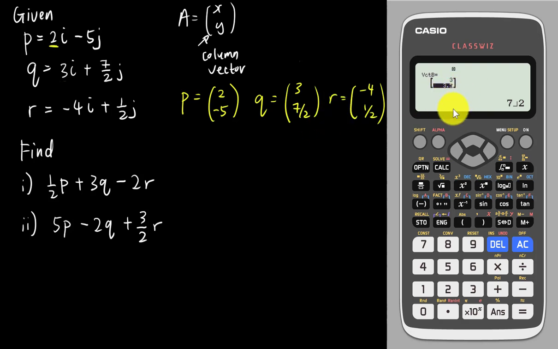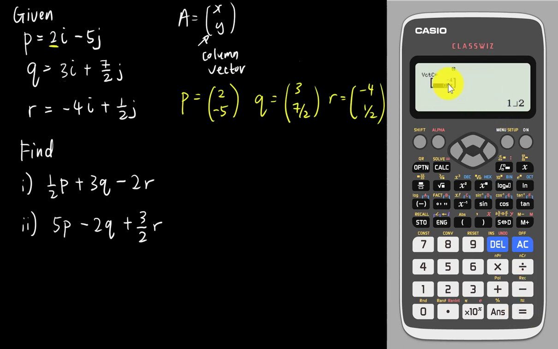Then I want to define the last vector, so option, define vector C, which is number 3 here, 2 dimension. Then I tap -4 here, and then 1 over 2. The calculator will show 0.5.